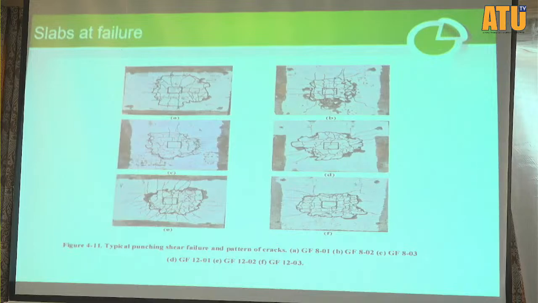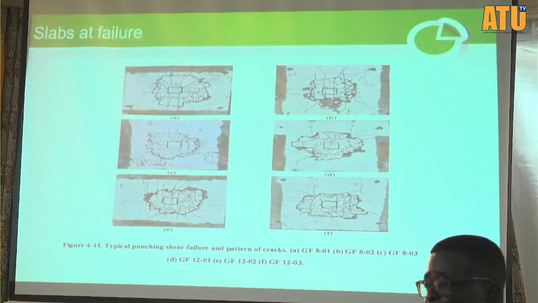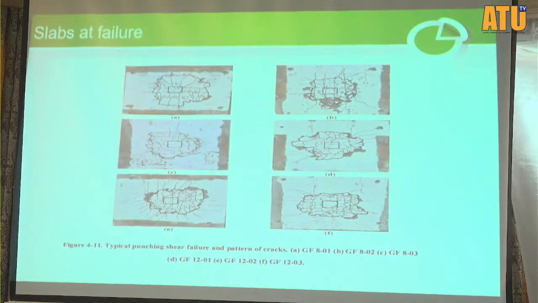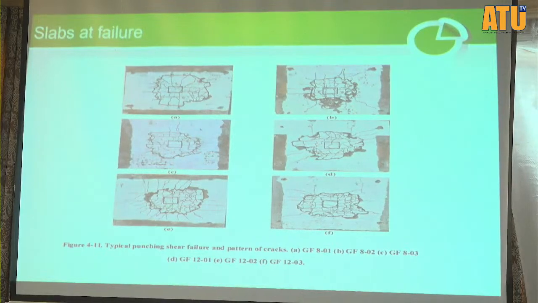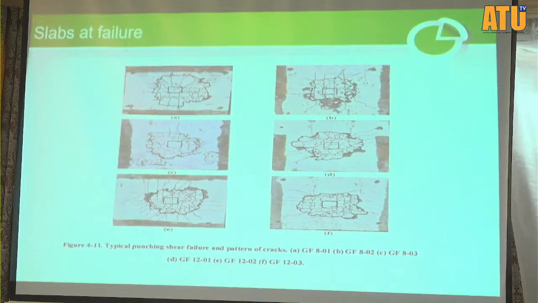So our next series of investigations is to find ways to arrest, to improve on the punching shear. I know Viva is proposing that we find a way to bring in steel and so on. We are using, let's say, steel fibers to improve on the tensile strength of the concrete in that vicinity.